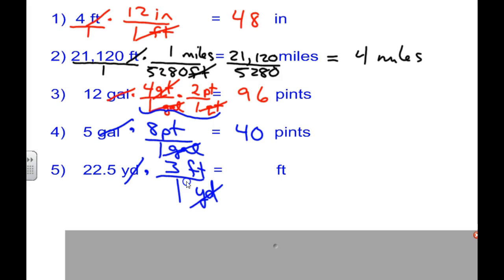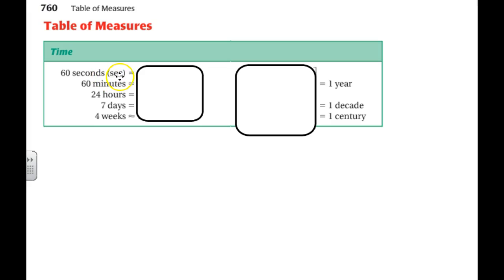Yay. And we end up with 67.5 feet, right? Feet. 67.5 feet. Good job. Good job on the math. 60 seconds equals what?